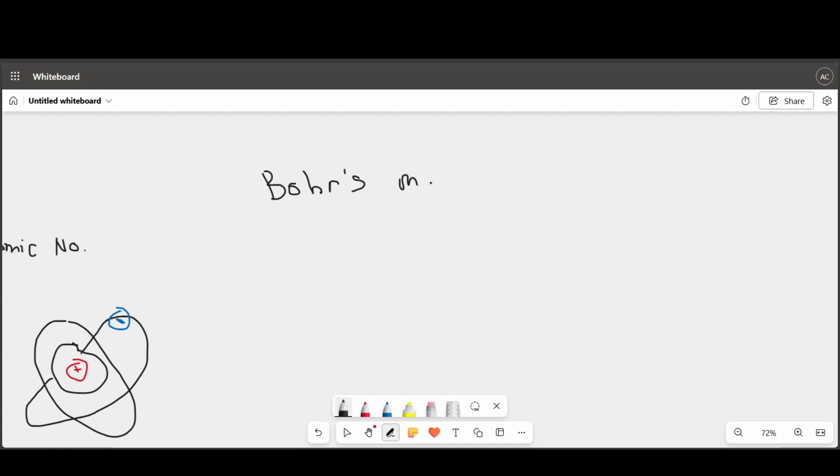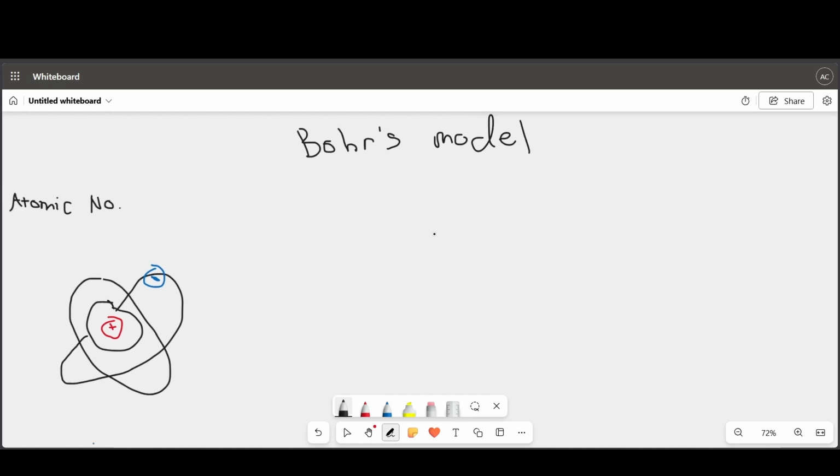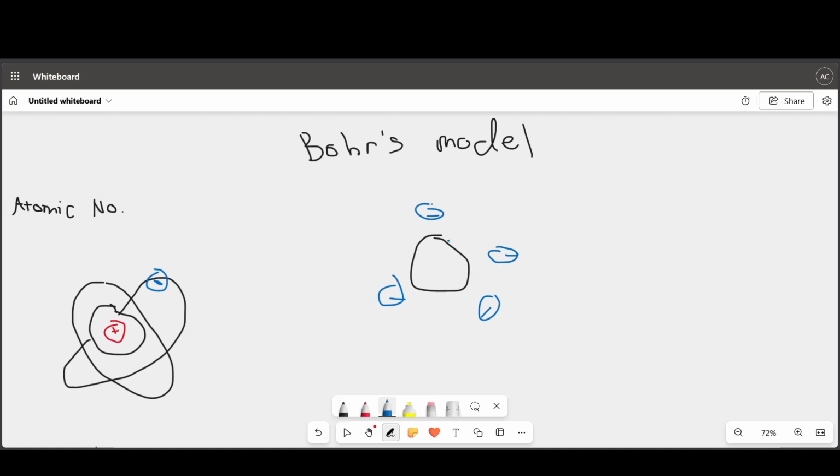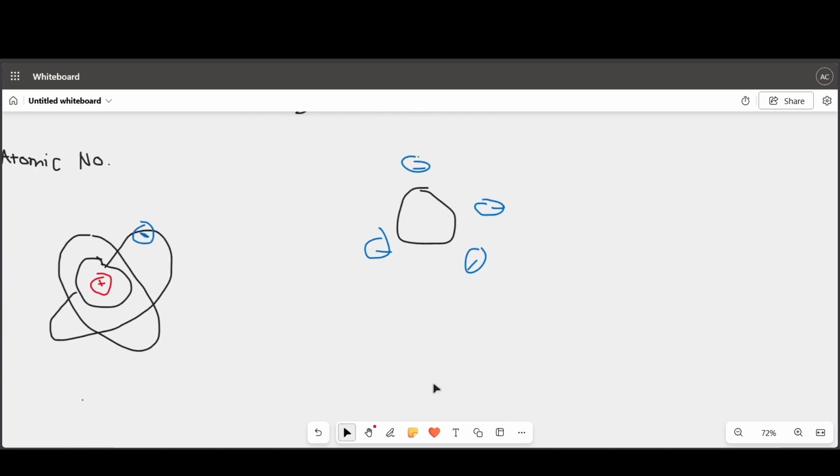So we have the Bohr model of the atom, in which he said that the electrons outside of the atom are just orbiting the nucleus, as you can see right there. But apparently this was disproven by multiple scientists, because they proposed another theory, which we can discuss right now.